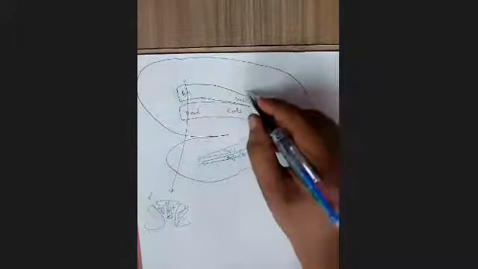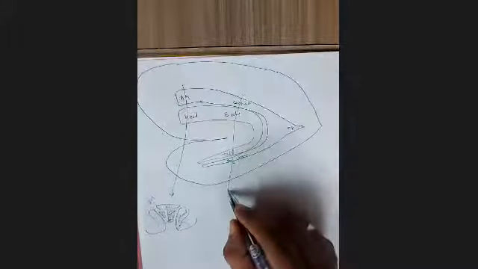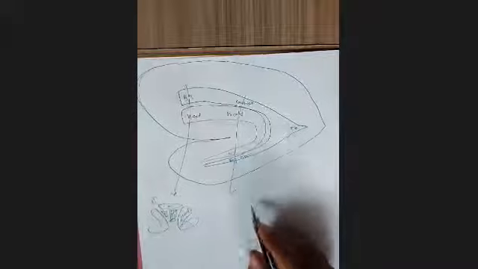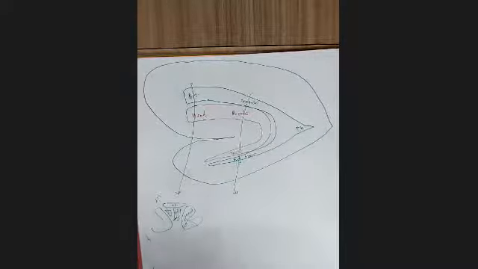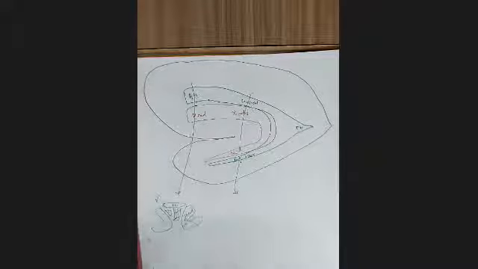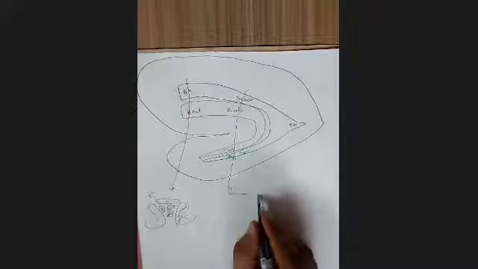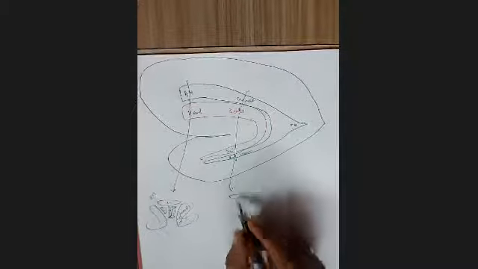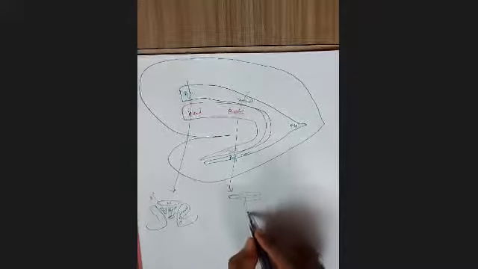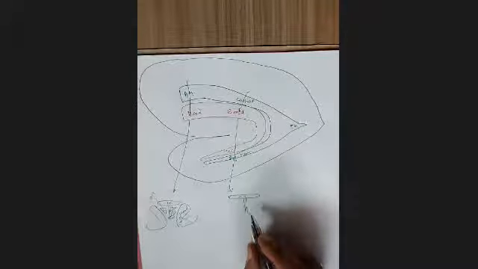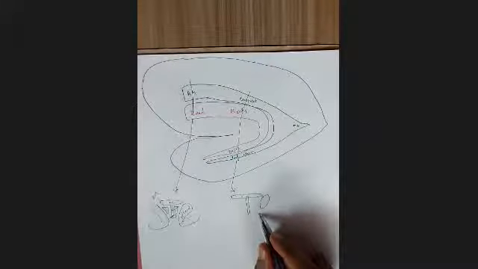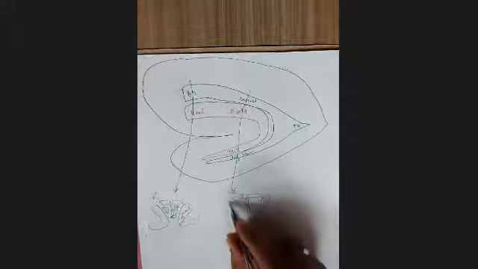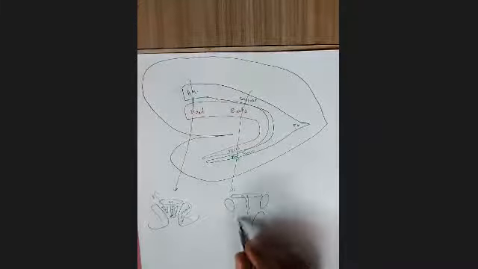Now, if I take a section through the central part, how will it look? The section through the central part will look like this. Again, in the roof will be the corpus callosum. Again, on the medial wall, there will be the septum pellucidum. Okay. And in the floor, here we will find two structures.